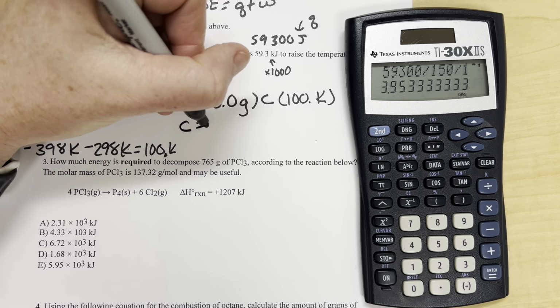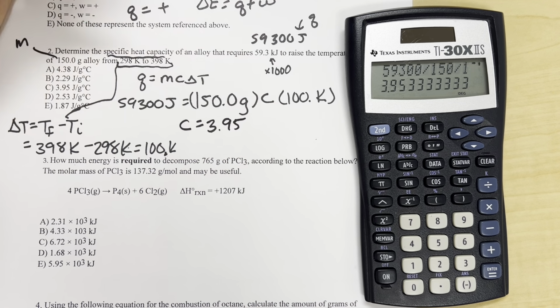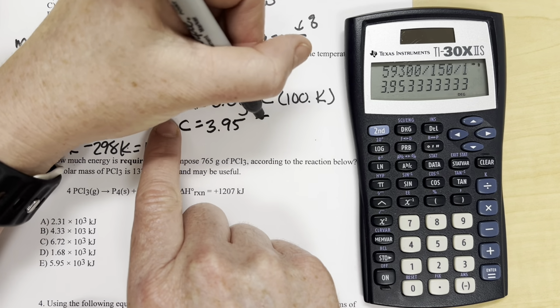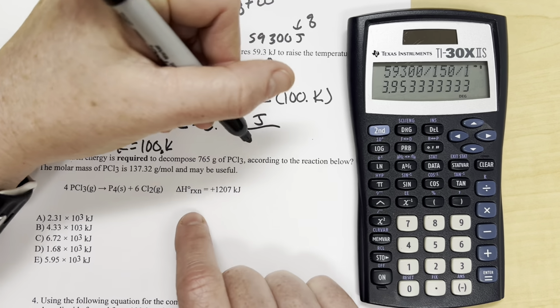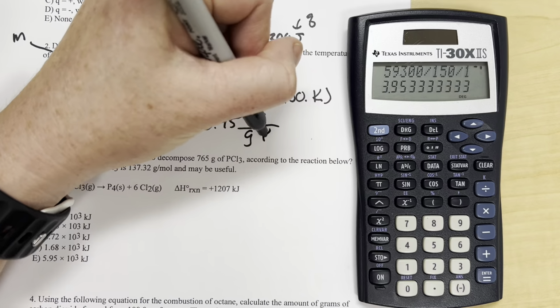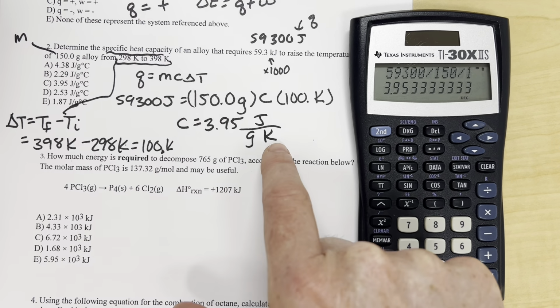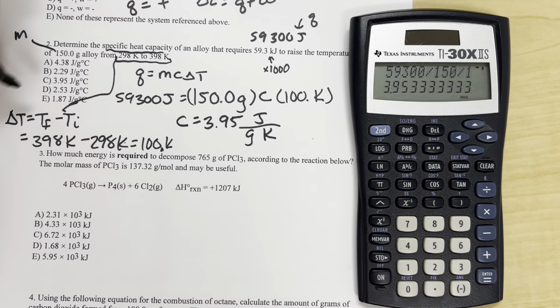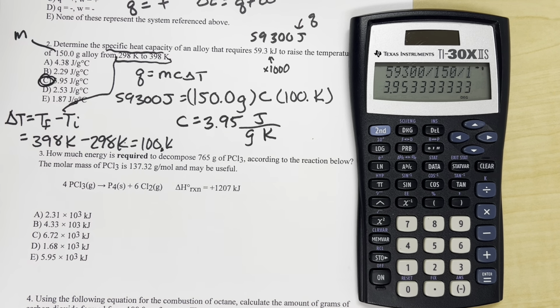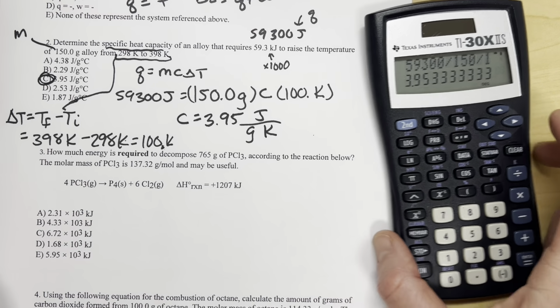I get C equals 3.95. And our resulting units would be joules, divided by grams, divided by K. In this case, remember, it doesn't matter if it's C or K, so we could have done it in Celsius or Kelvin. We would have gotten the same answer, 3.95. All right, moving on to the next one.